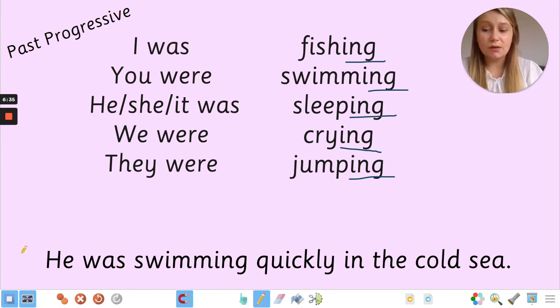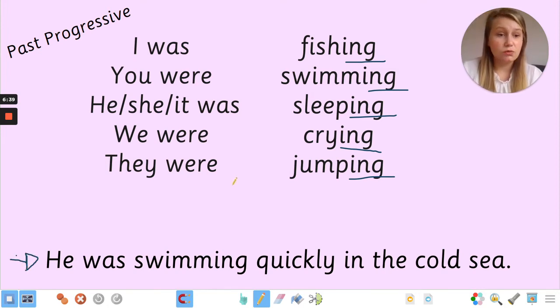So you can see my example here. He was swimming quickly in the cold sea. I've used he was, which you can see here, he was, and my word swimming ends in ing. My verb ends in ing.